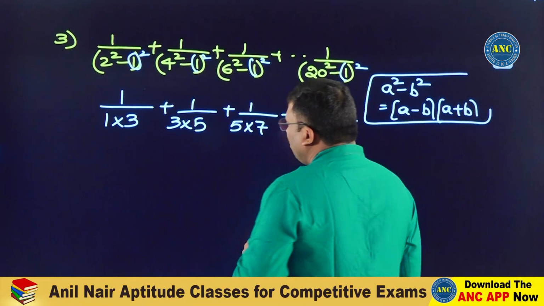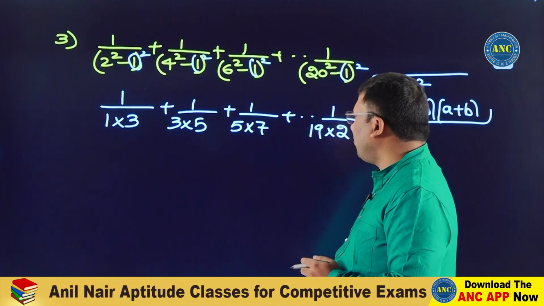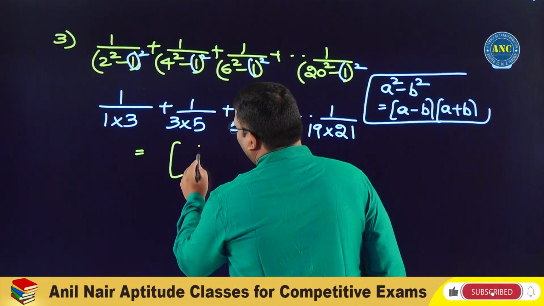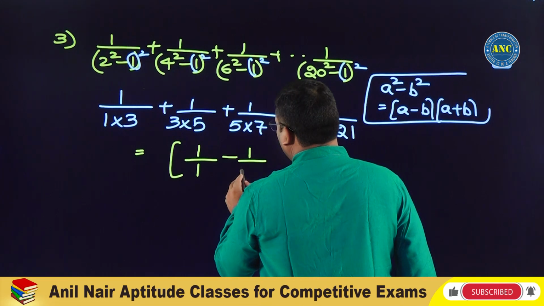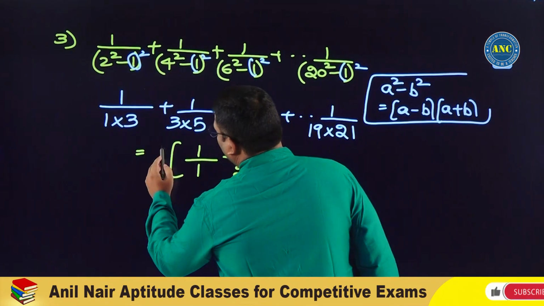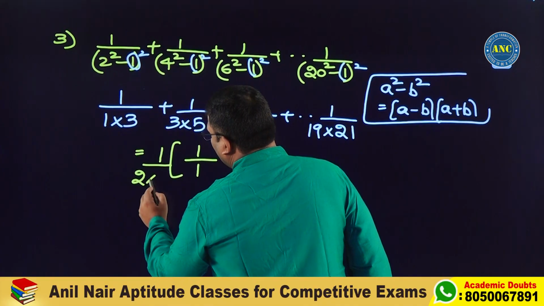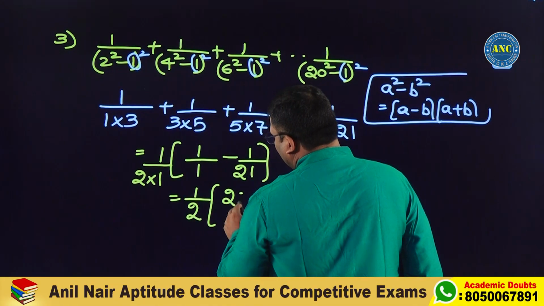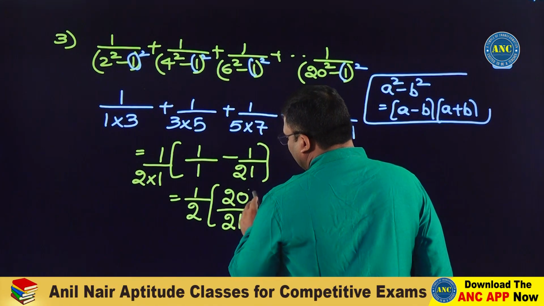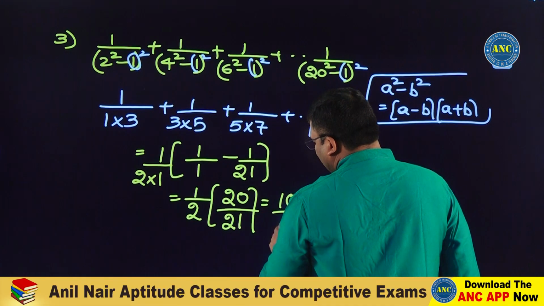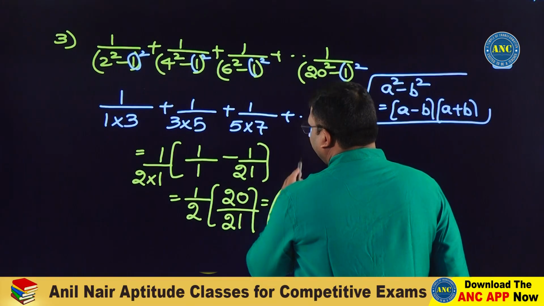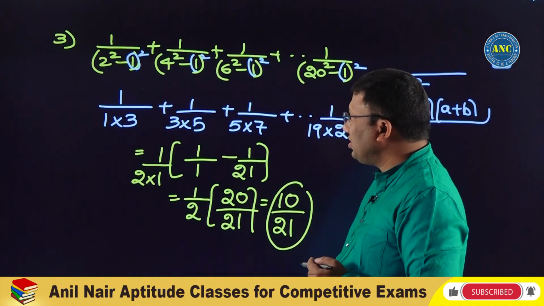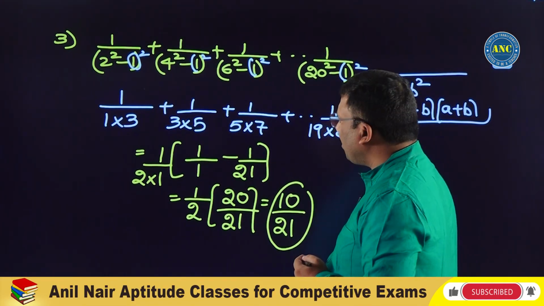Now you know 1 into 3 plus 1 by 3 into 5 plus 1 by 5 into 7 and so on up to 1 by 19 into 21. Two values are there. Write down first value and write down last value. 1 and 3 difference is 2, so two values will become 1. So this is 1 by 2 into 21 minus 1 is 20 by 21. So answer for this question is 10 by 21. Please put a star mark on this question.